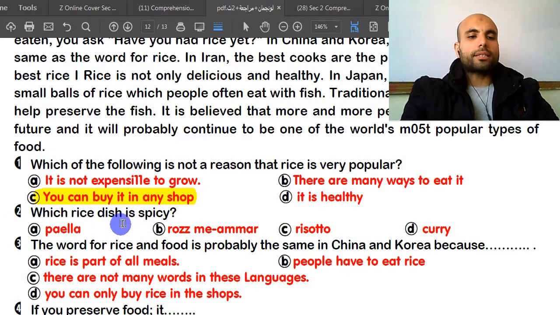2. Which rice dish is spicy? A. Paella. B. Rose mu'ammar. C. Risotto. D. Curry. Excellent. The answer will be curry.